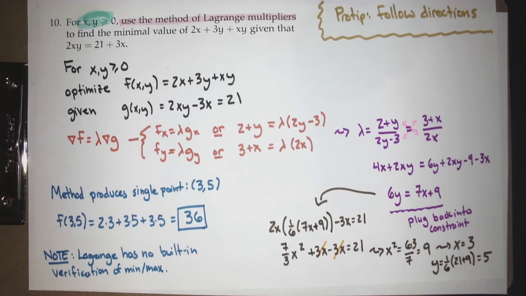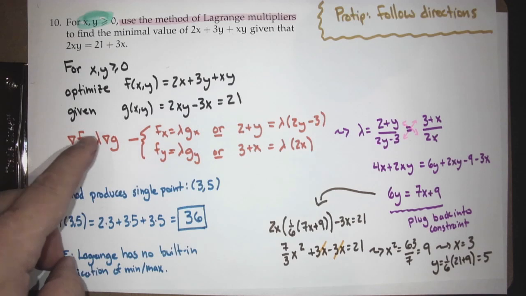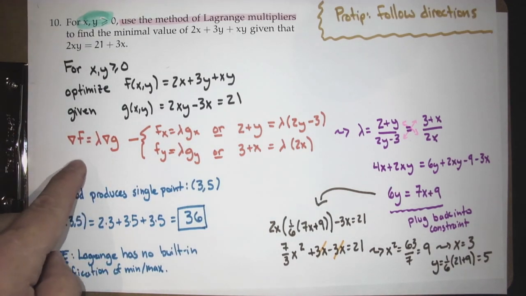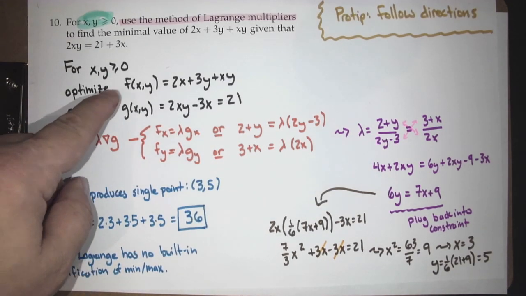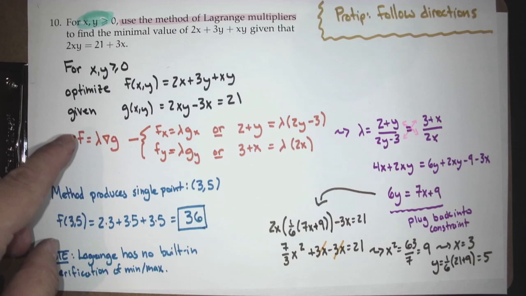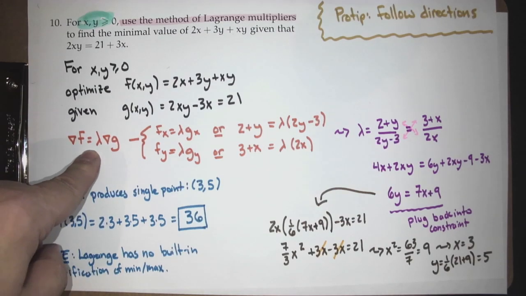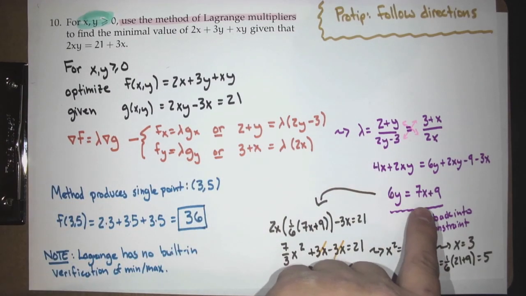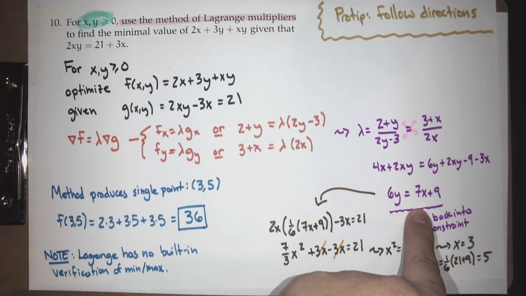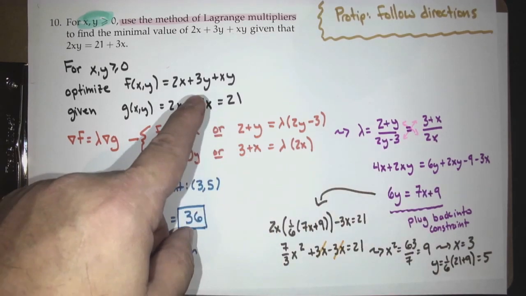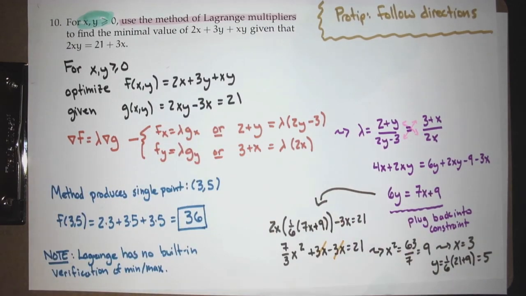All right, so what happens? We set up gradient of f equals lambda gradient g. The whole punchline is we say the constraint gives us the relationship. The gradient of f equals lambda gradient of g, when we work it out, gives us another relationship. Now you have two relationships, which lets you solve for a point. In this case, you only get one. If you only get one, that's your point.